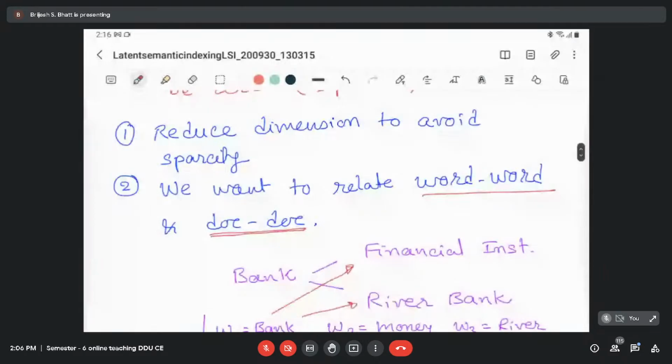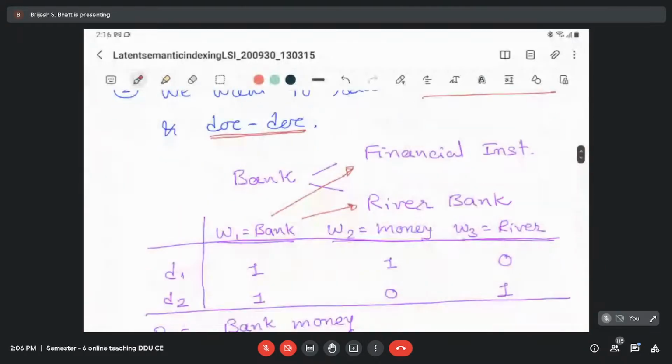So, for example, why do we want to relate word and document? Document one is, say, money bank. I'm talking about a money bank, and document two is a river bank. In both documents the word bank is used, but the sense of the word bank is different. In the first case, the sense of the word bank is financial institute. In the second document, the sense of the word bank is river bank.